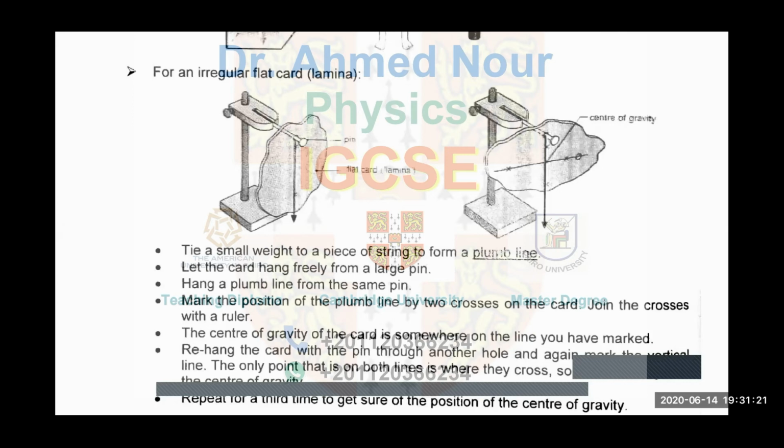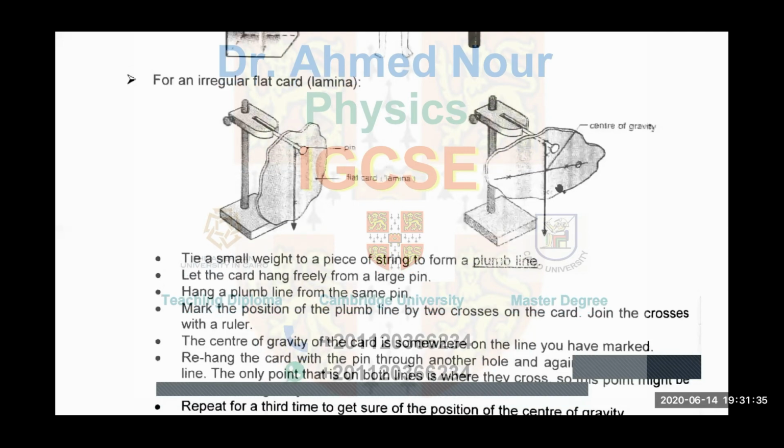But we know when you make an experiment, you have to repeat it more than 7 times and then get the average to reach an accurate answer or accurate results.